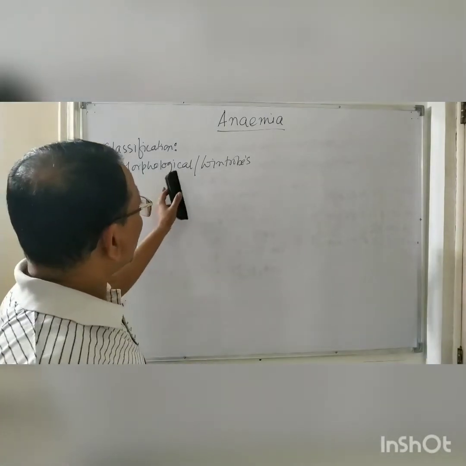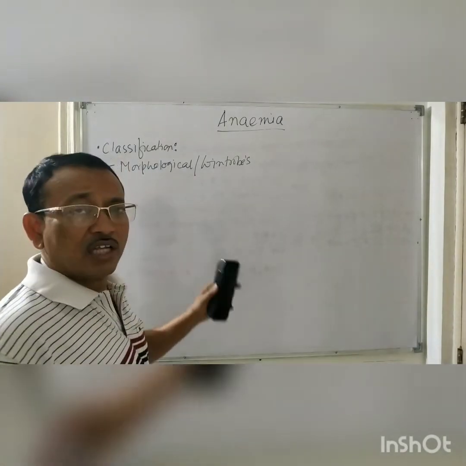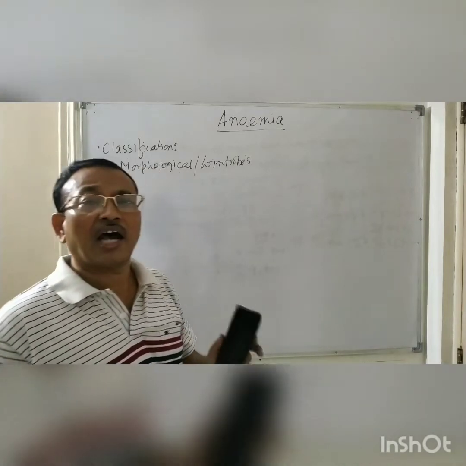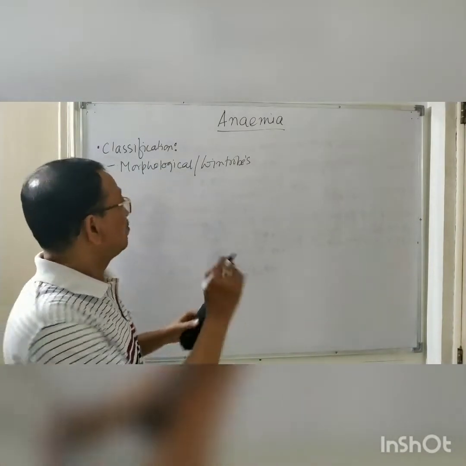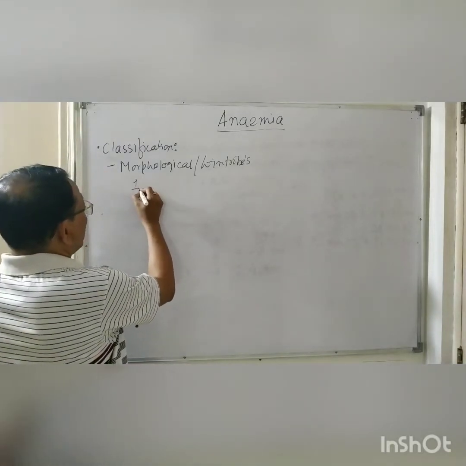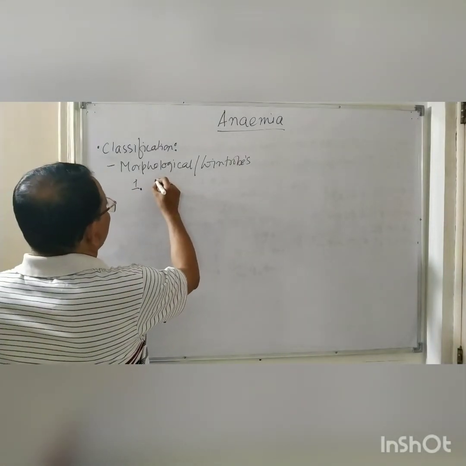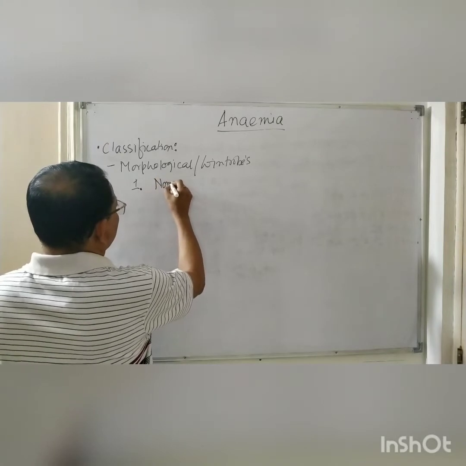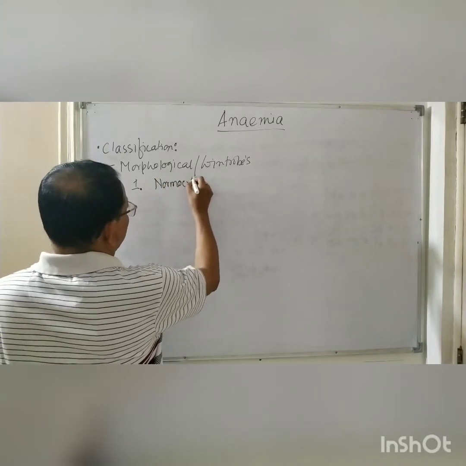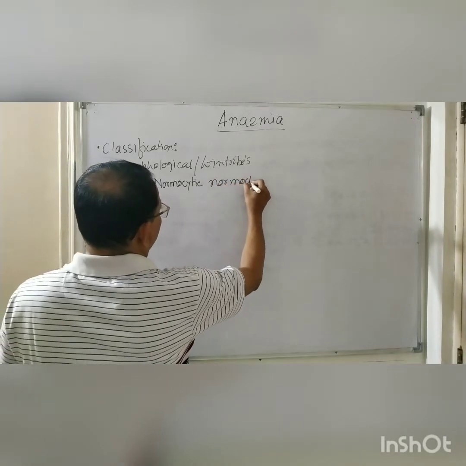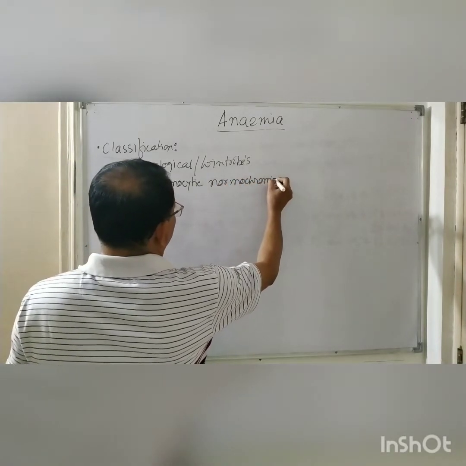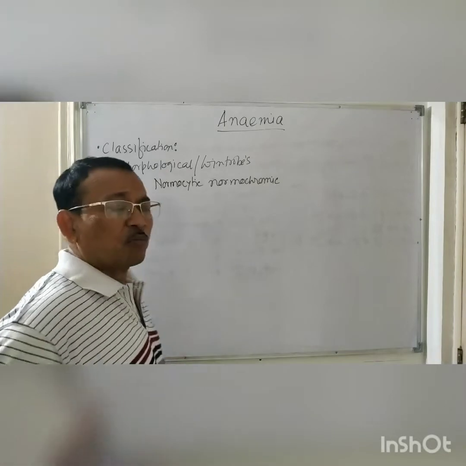As per this morphological classification, anemias are mostly of three types. The first one is known as normocytic, normochromic. So what is normocytic, normochromic?